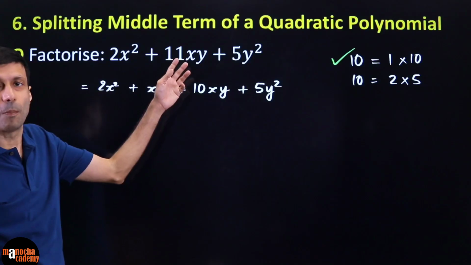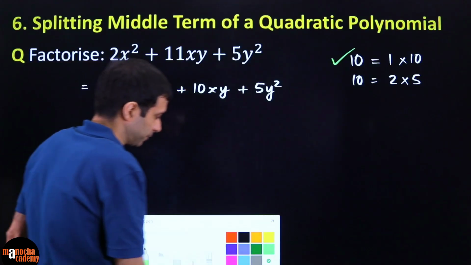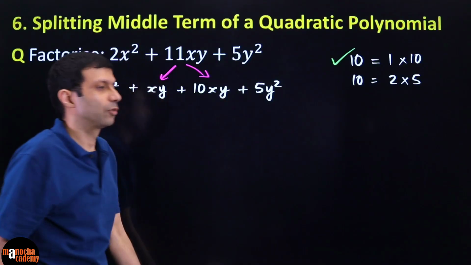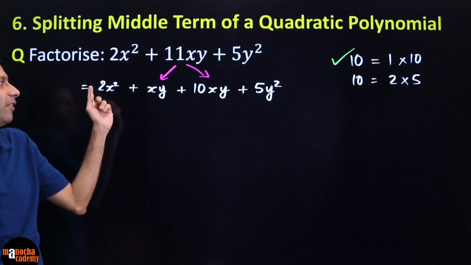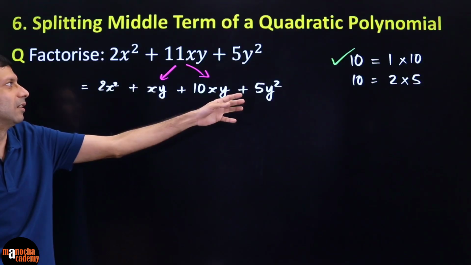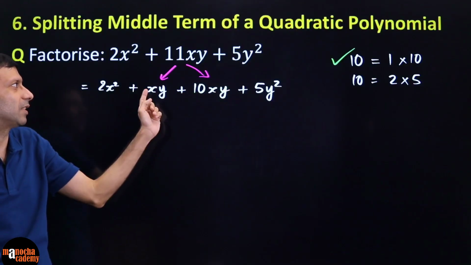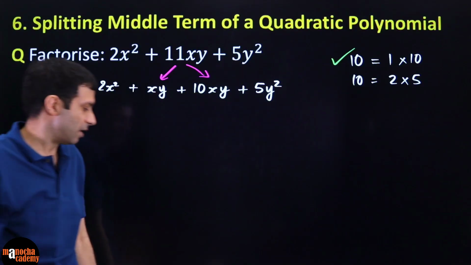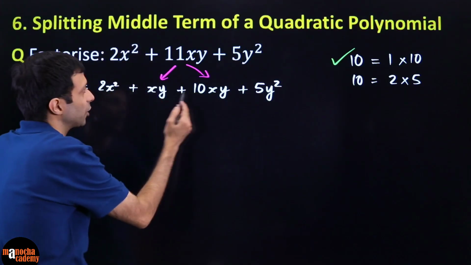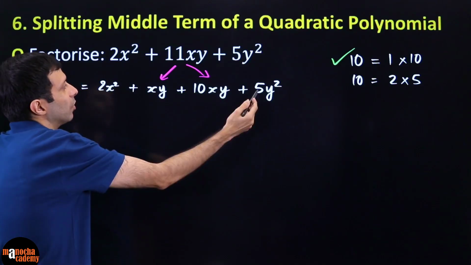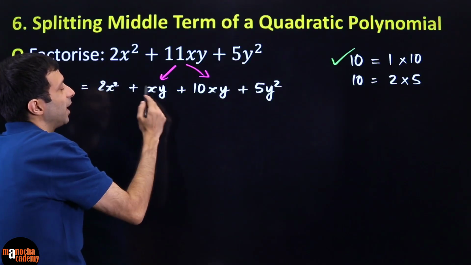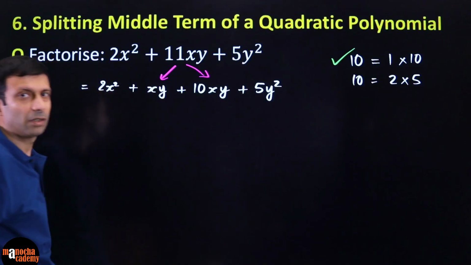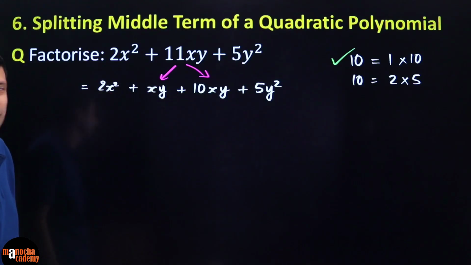So see, we have done middle term breaking so that we get the right product with the sign, right? So 2 times 5 is 10. You can see the product is the same here, 10. Now, if you multiply xy times 10xy, you're getting 10y square. xy times 10xy will give you the product of the first and last term.